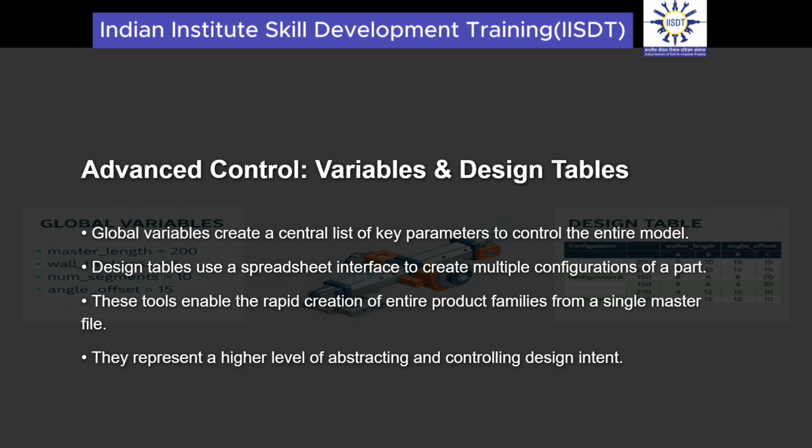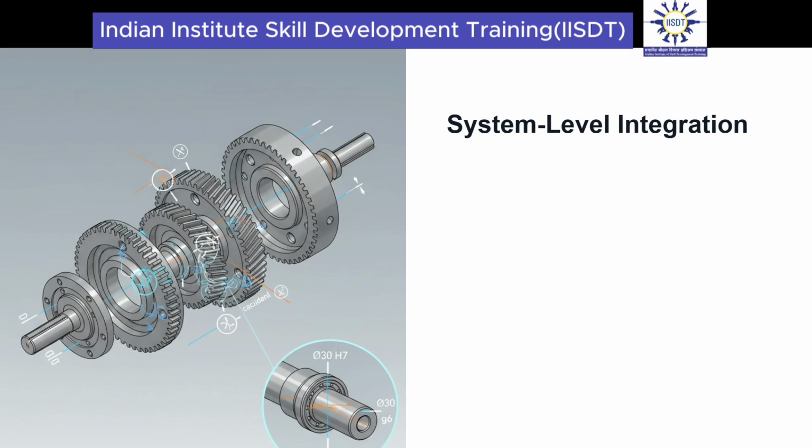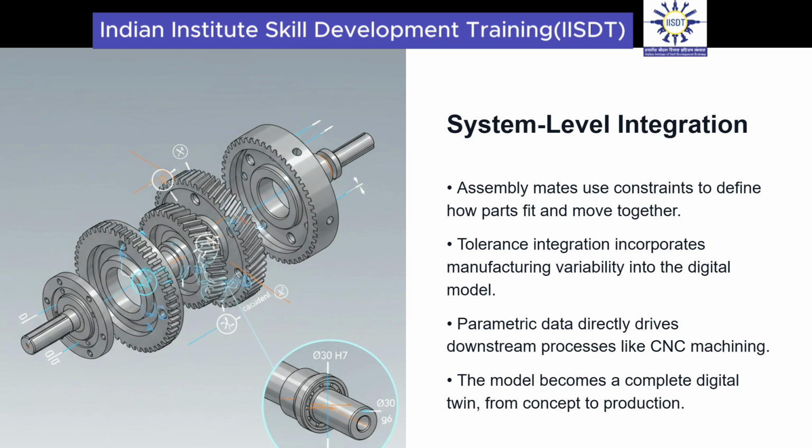This is the ultimate tool for creating entire families of parts, managing standard components, and exploring numerous design iterations without ever leaving your primary file. The power of parametric constraints extends far beyond single parts. It's the very foundation of how we design and analyze entire systems. In the context of an assembly, constraints are called mates. These mates define the spatial and motional relationships between different components.